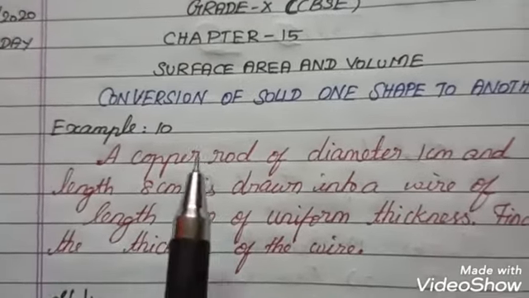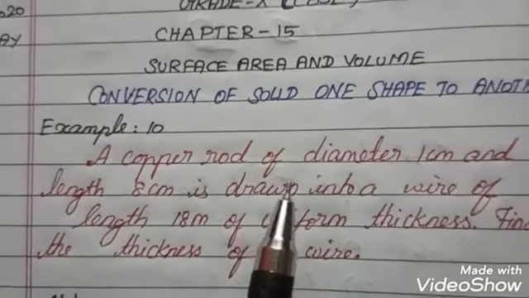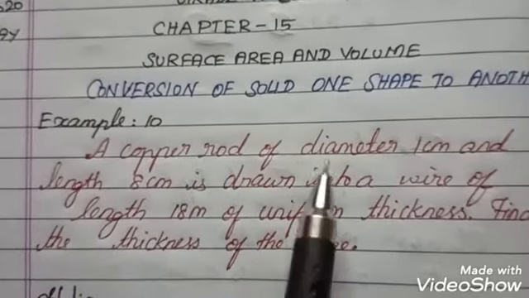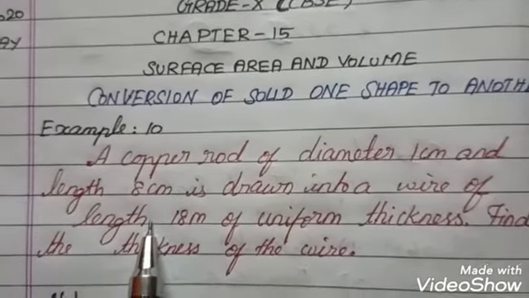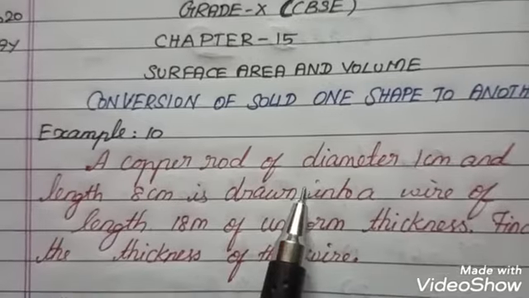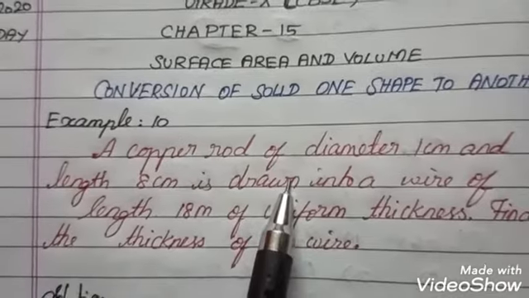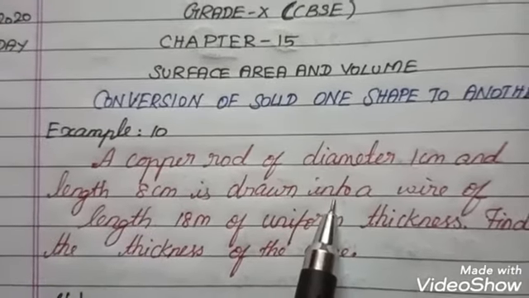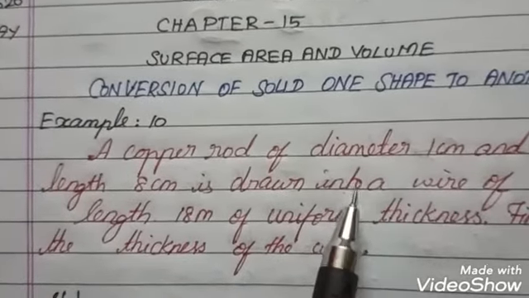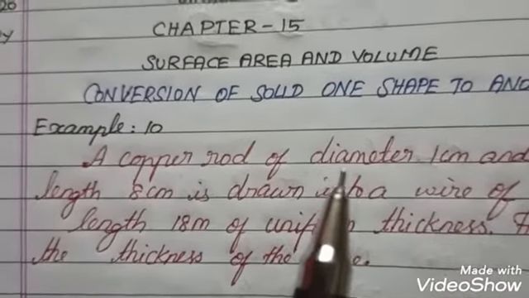So you can see copper rod and then wire. Both look like a cylinder. A copper rod you need to melt and make it as a wire. So what is equal? The volume of both are equal. So the volume of the copper rod and the volume of the wire are equal, though the material seems to be different. One is a rod and another one is a wire, but both are cylinders. So now we move on to the solution.